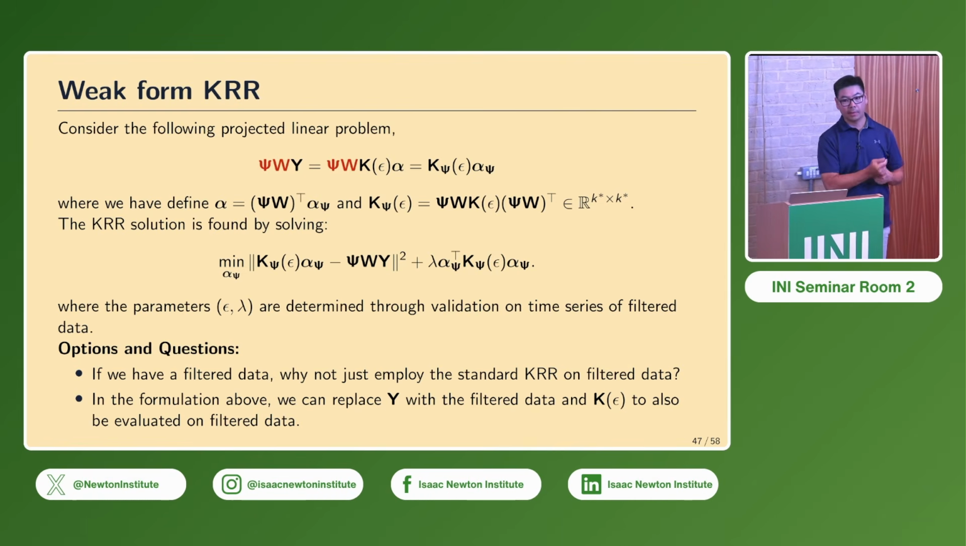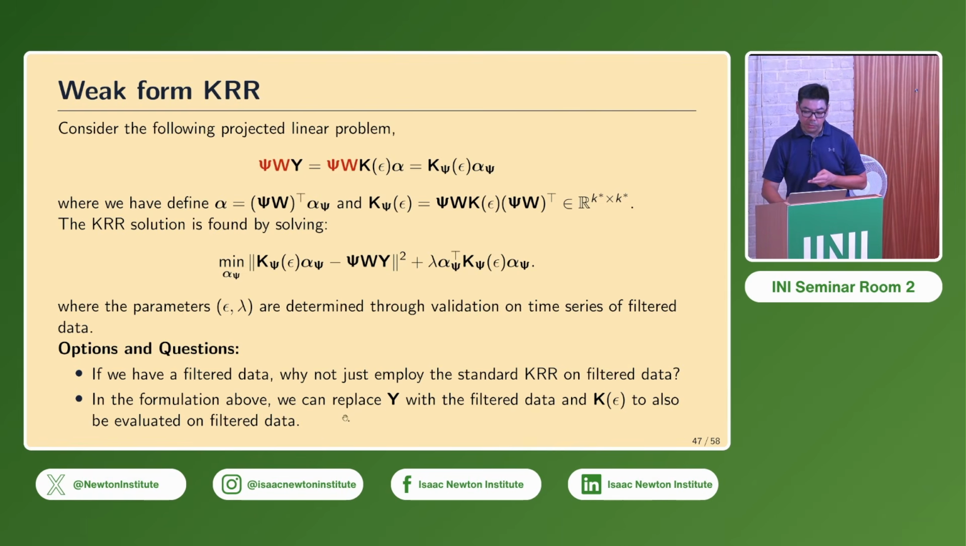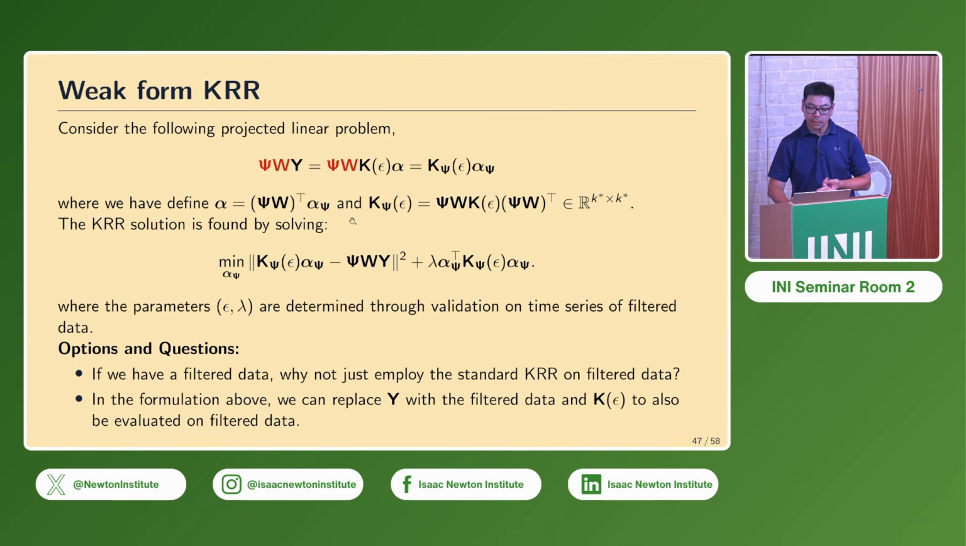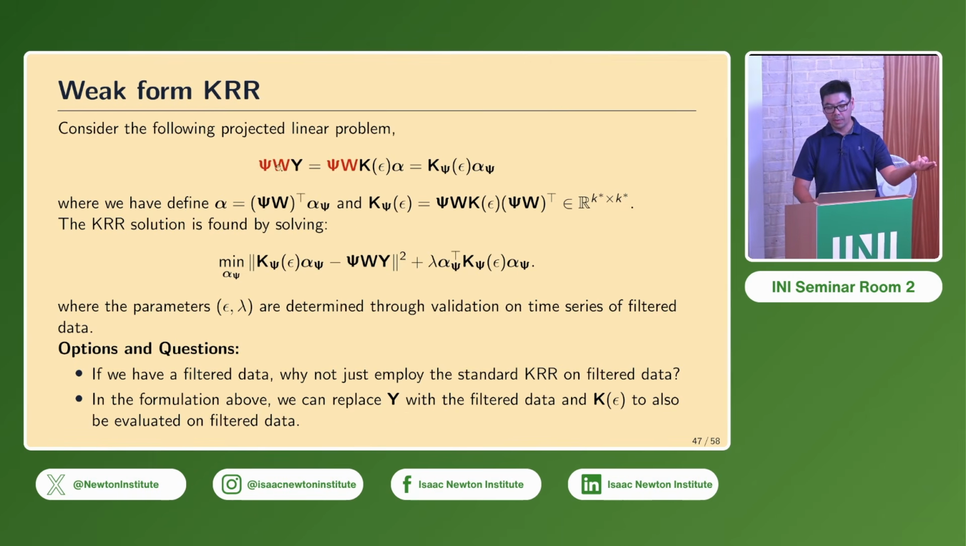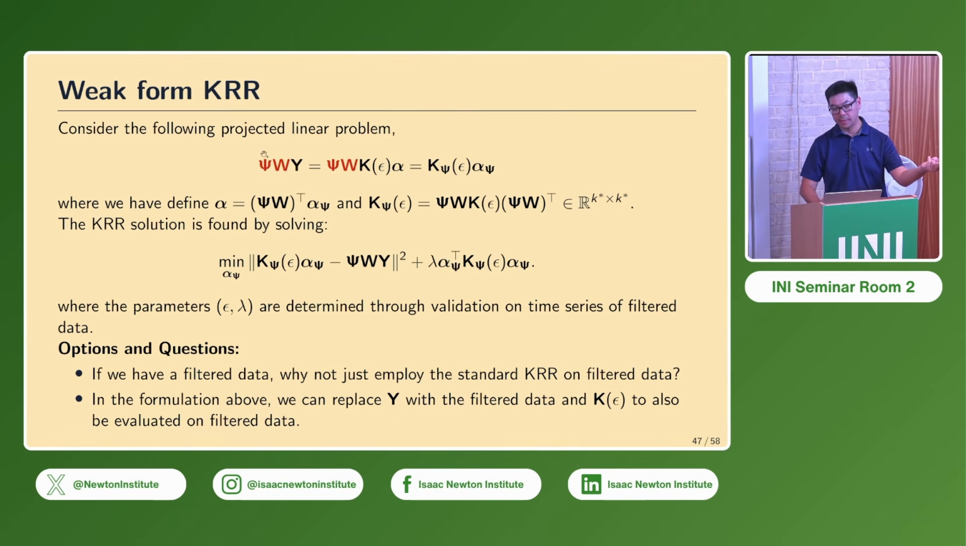The second question: in the formulation above, this y is essentially approximating an integral. We're integrating over noisy data. Why can't I replace this y with the filtered data too? Or replace k, the Gram matrix, with one evaluated at the filtered data? I can do that. So there are many options in this case.